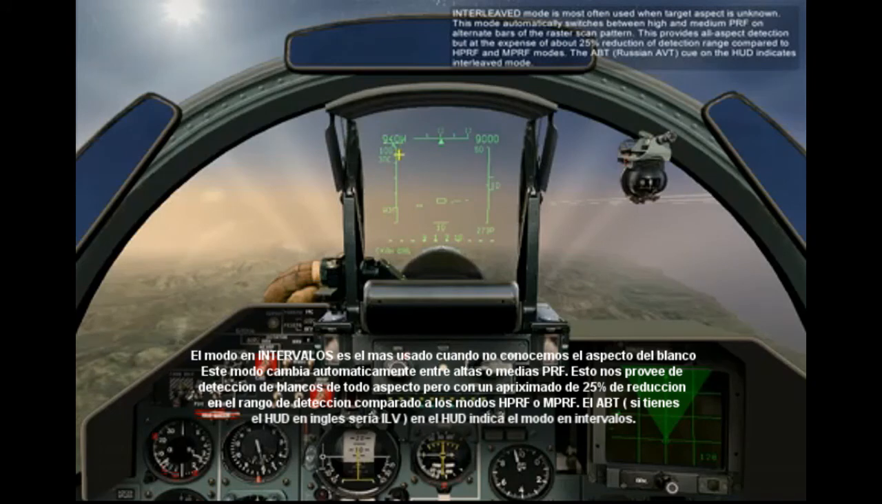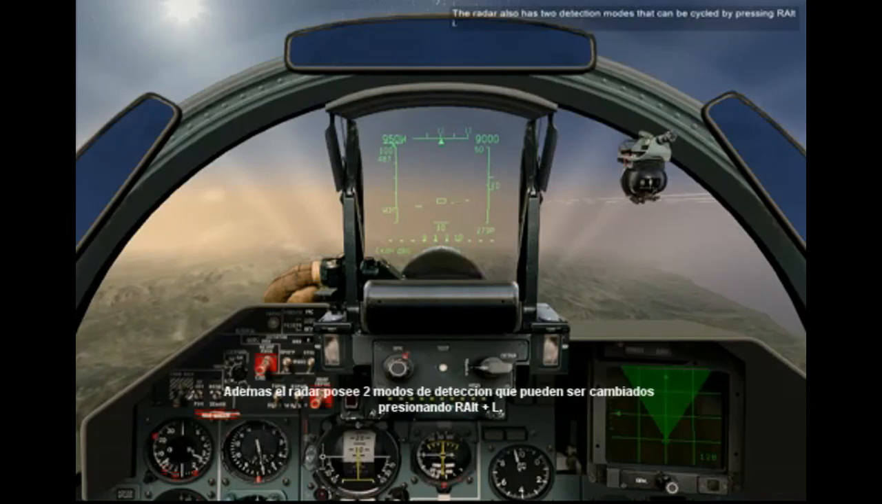Interleave mode is most often used when target aspect is unknown. This mode automatically switches between high and medium PRF on alternate bars of the raster scan pattern. This provides all aspect detection, but at the expense of about 25% reduction of the detection range compared to HPRF or NPRF modes. The ABT cue on the HUD indicates interleave mode.